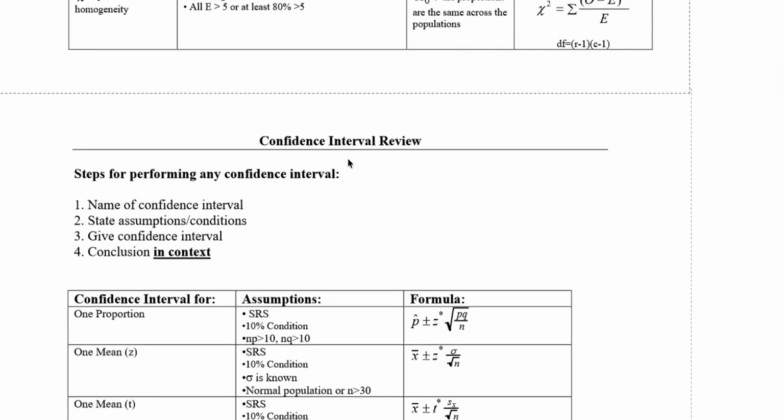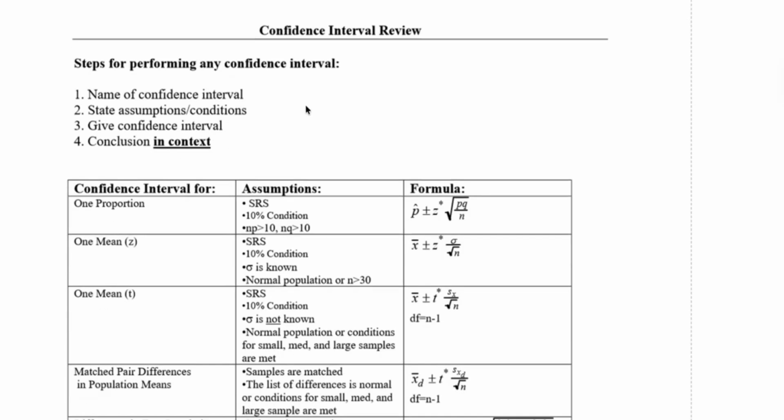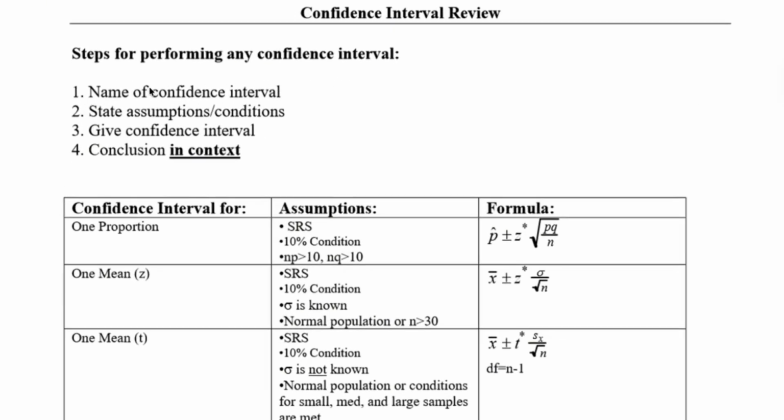Confidence interval review. Steps for performing any confidence interval. We're going to first name the confidence interval, second state assumptions or conditions, third give the confidence interval, and fourth conclusion in context. These are the 4 main steps we've been doing over and over again in inference. Not this unit, but every chapter related to it.